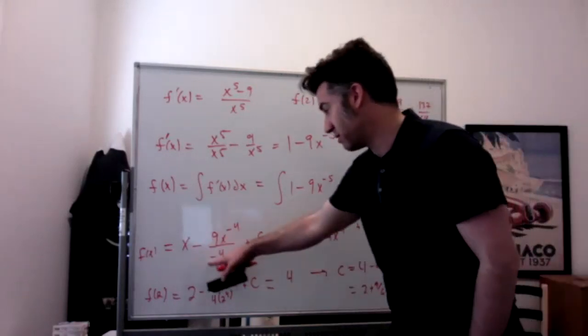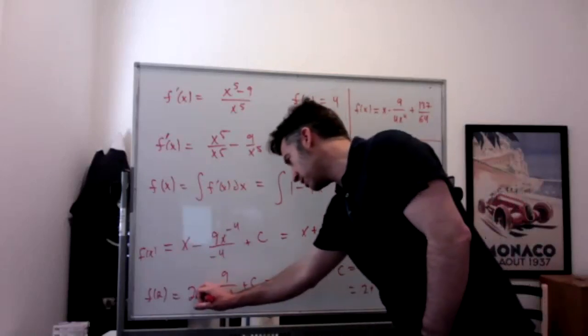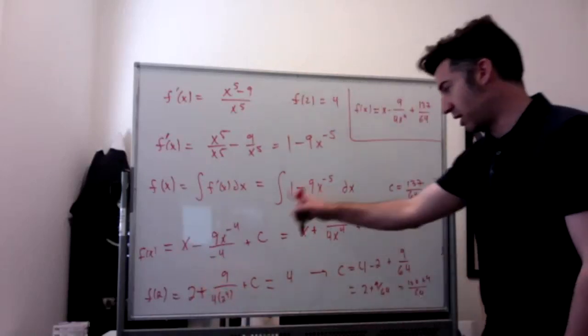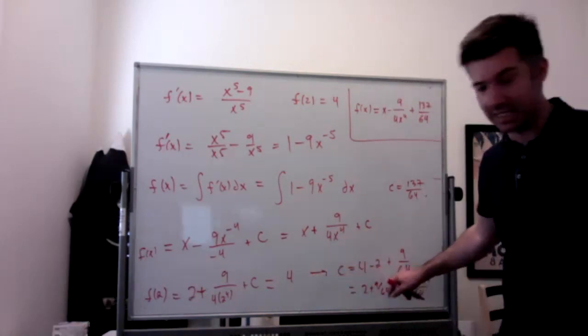So that's a minus, so it should actually be a plus here. We have a plus here, which means when I bring everything over to solve for c, c should equal 4 minus 2 minus 9 over 64.